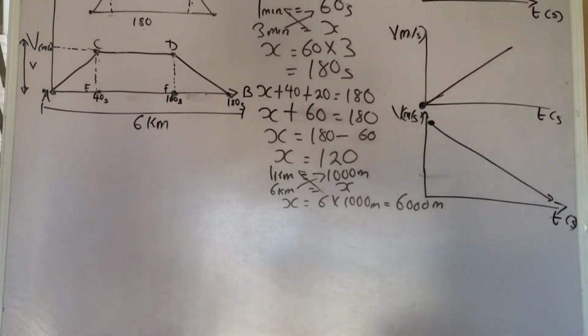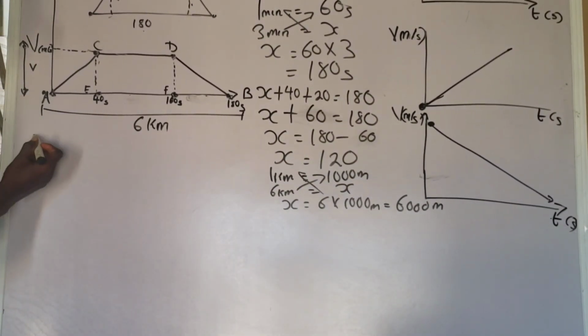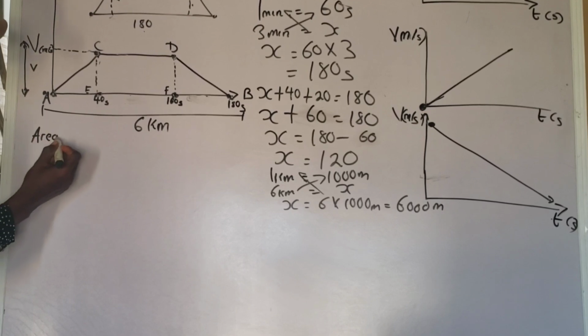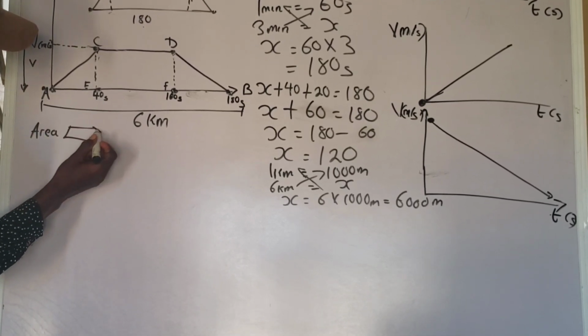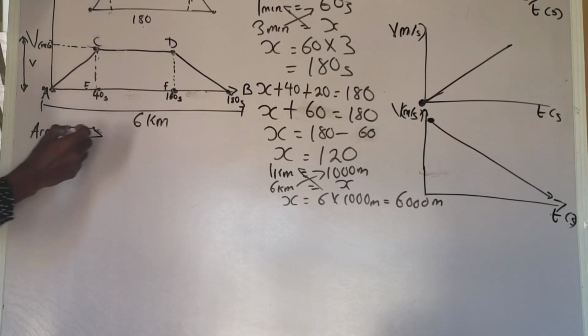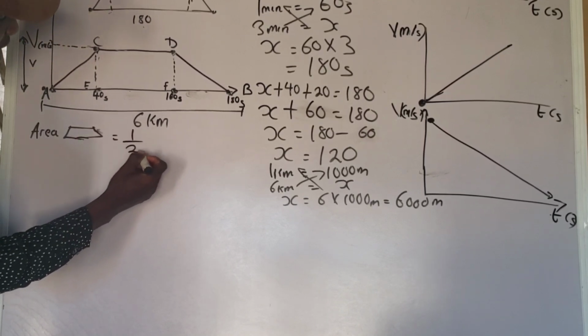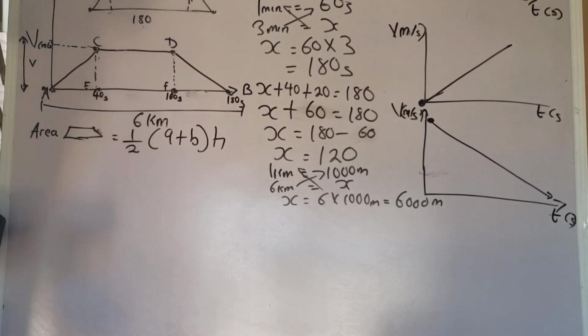In this case, the velocity is the maximum height. Pay attention. The area of a trapezium. I want to write all this, okay? Don't mind my head. The area of a trapezium is what? Half into bracket a plus b multiplied by h. You understand? This is the area of a trapezium.